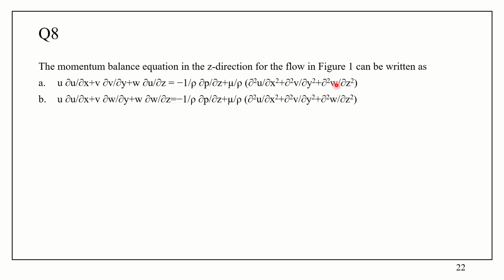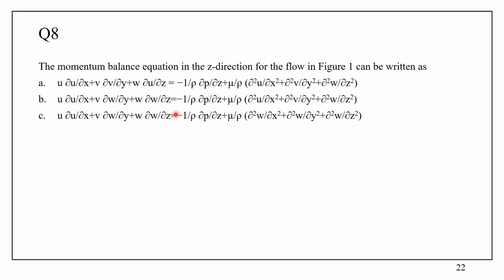Option B, u into dou u by dou x plus v into dou w by dou y plus w into dou w by dou z equal to minus 1 by rho dou p by dou z plus mu by rho dou square u by dou x square plus dou square v by dou y square plus dou square w by dou z square.